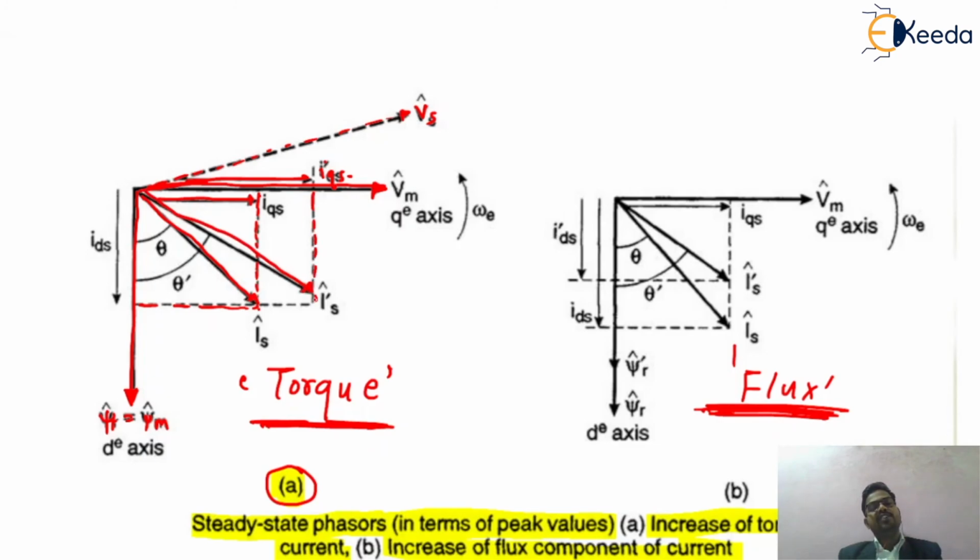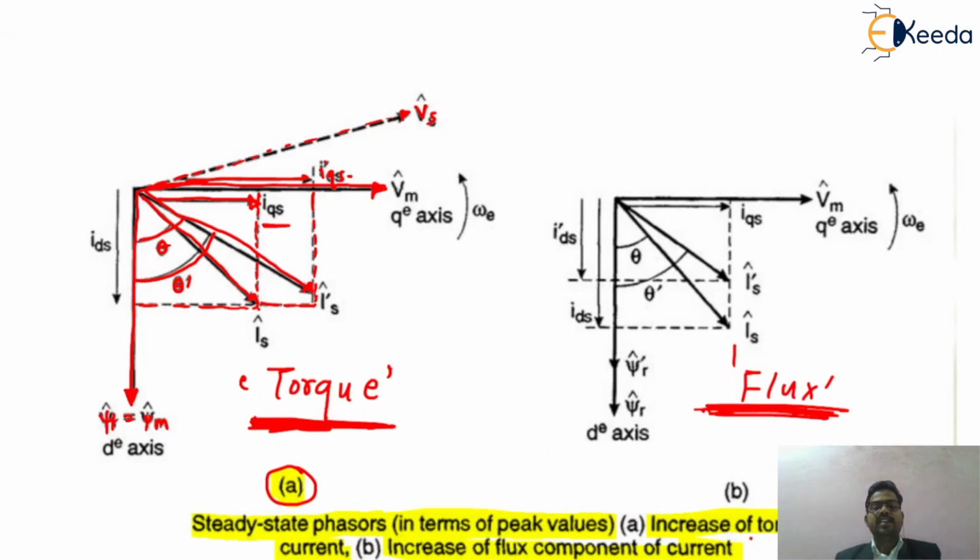So while we are changing the value of the IQS, the first time the angle will be theta, now the angle is called theta dash. So by changing the component IQS, that is the quadrature axis current, we are changing the value of your torque. That will be the steady state, very important phasor characteristics.